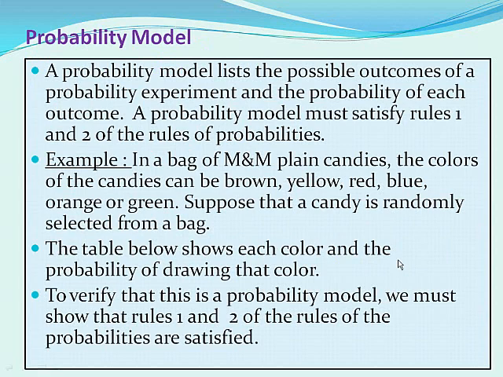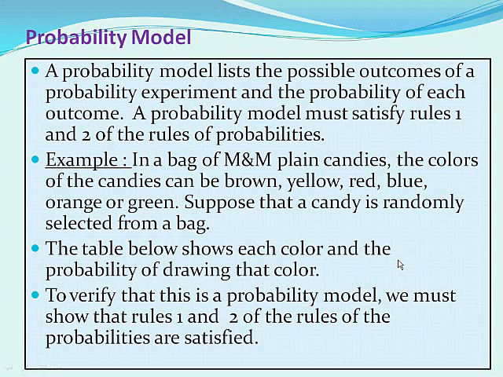Probability model. A probability model is the possible outcomes of a probability experiment and the probability of each outcome. The probability model must satisfy rules 1 and 2 of the rules of probabilities. That means the probability should be between 0 and 1, and the probability of all the outcomes together should add to 1.